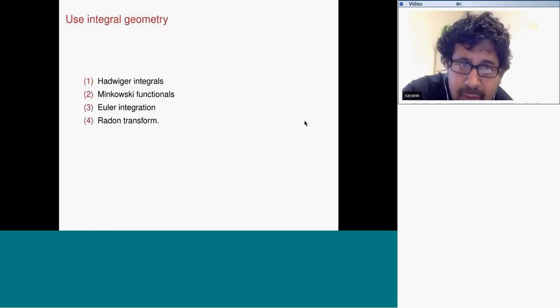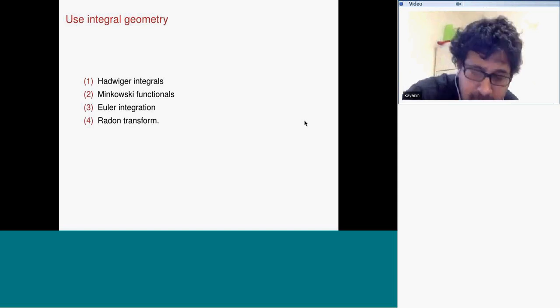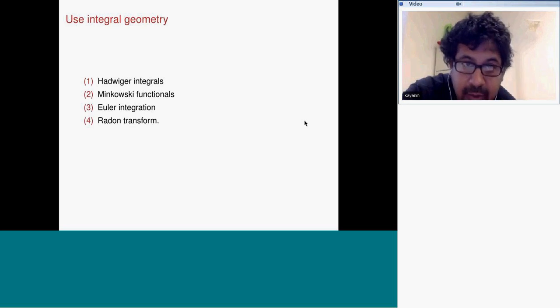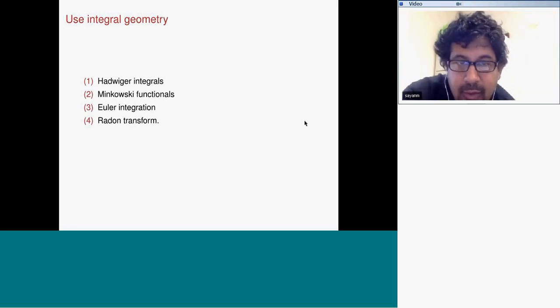One idea is you can use integral geometry. There are these ideas, Hadwiger integrals, Minkowski functionals, and the basic idea of Euler integration, of which the Radon transform is a particular common example. If one wants to look at more examples of these, I think Matthew Wright's thesis is very nice and contains a lot of these examples. And the Radon transform is used very often in imaging technologies, right? So we use this idea.